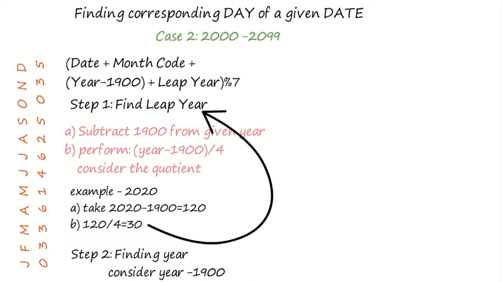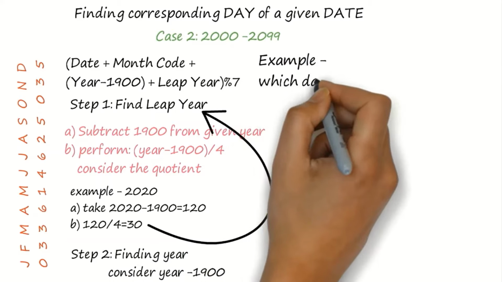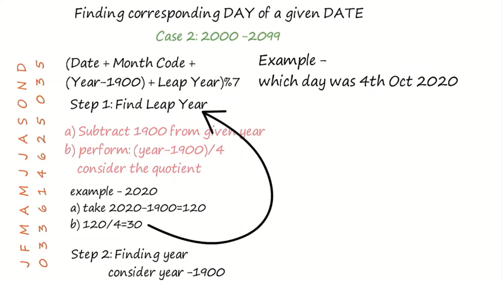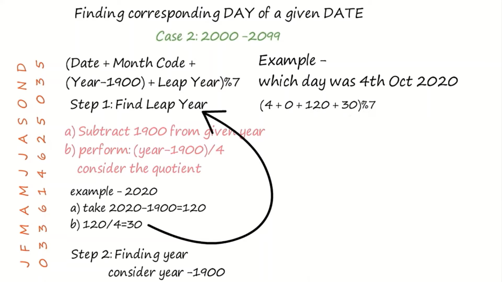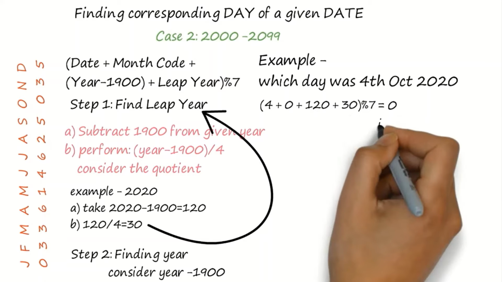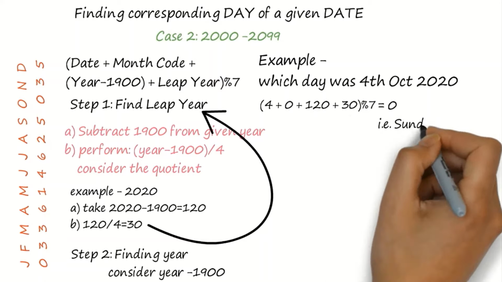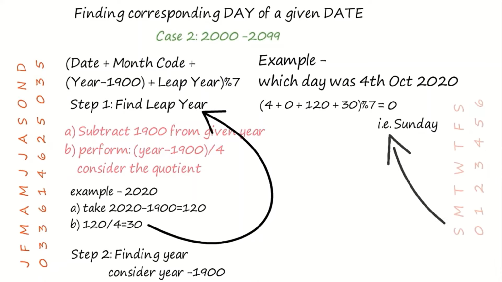Step number 2, year will be 120. So for example, 4th October 2020 will be 4 plus October month code is 0 plus year is 120 plus leap year 30. Mod 7 will give you 0 remainder. So 0 is the day code for Sunday.